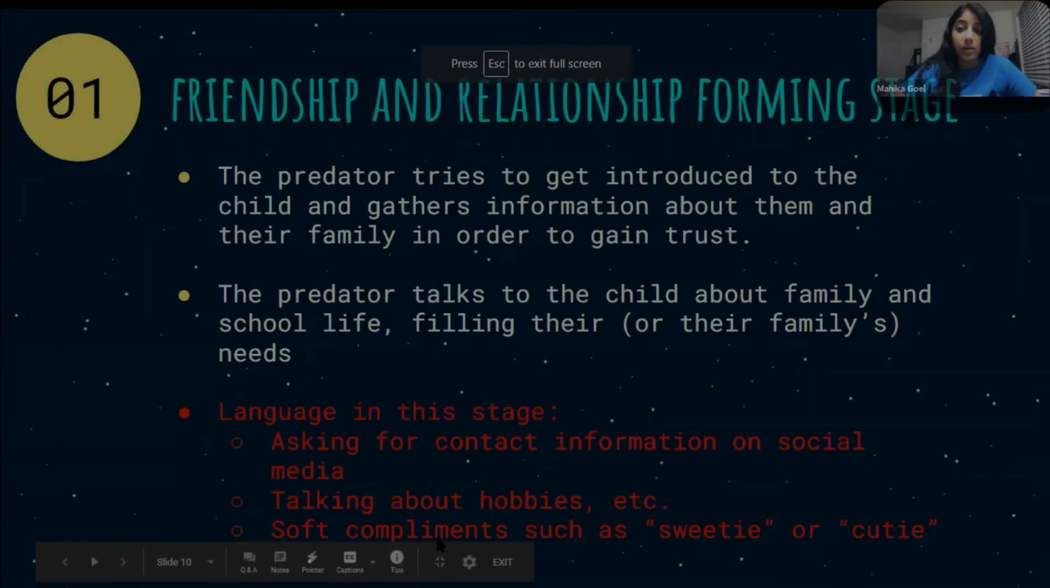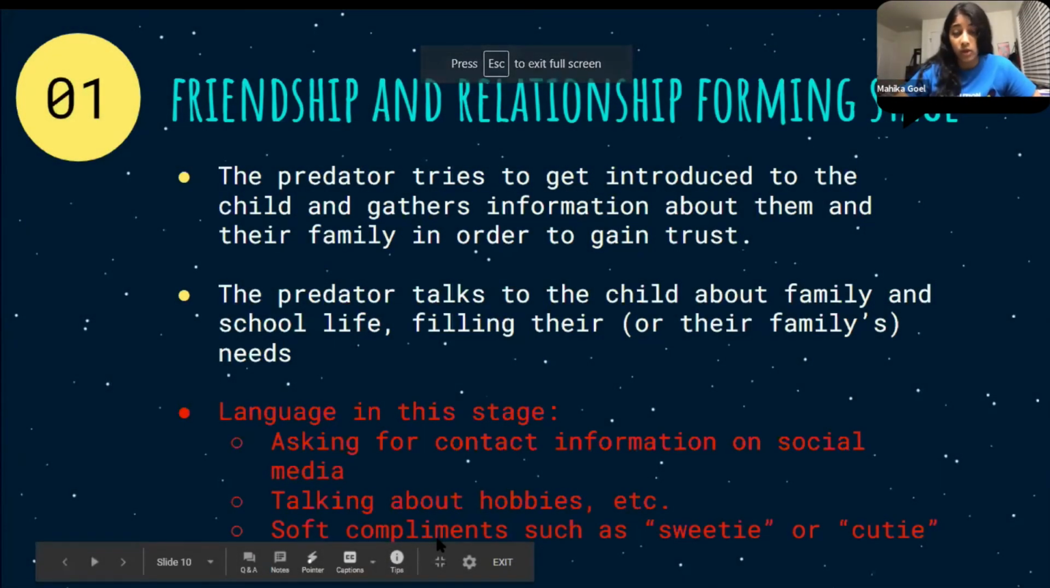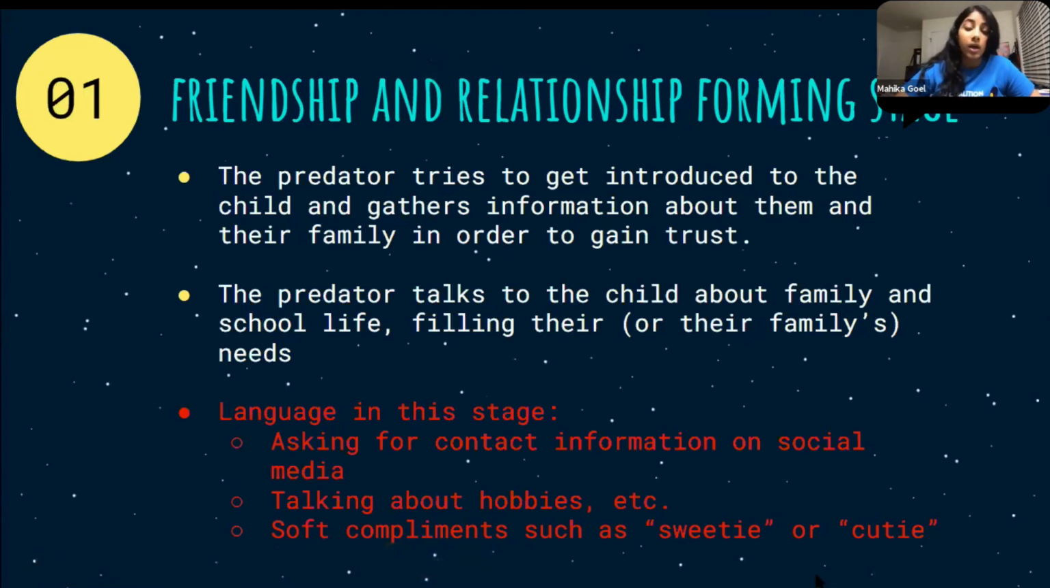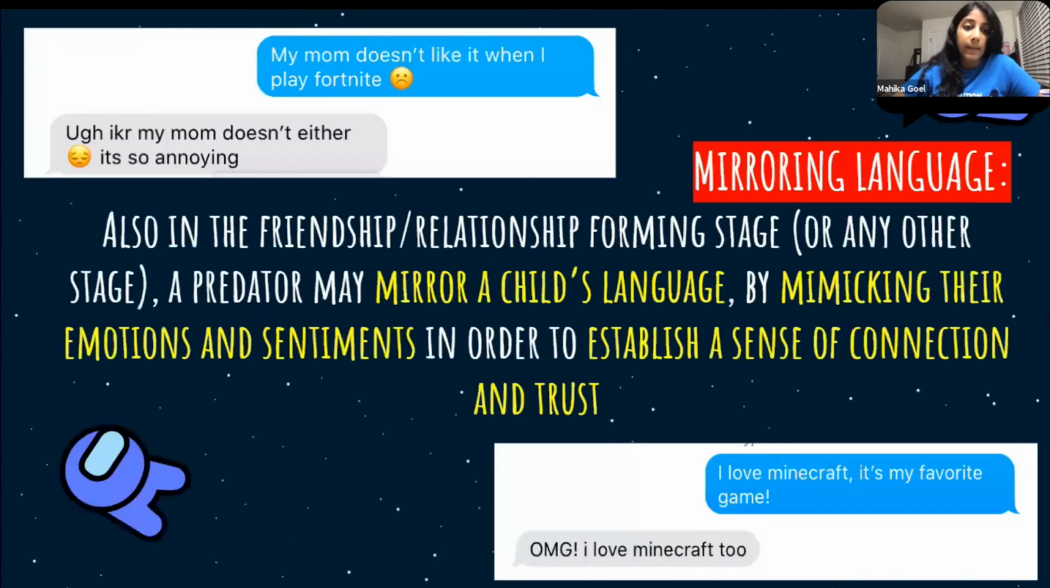That was sort of an example of how the friendship and relationship forming stage might go. So in this stage, the predator gets introduced to the child and gathers information about them and oftentimes their family in order to gain their trust. They often also try to fulfill the child's or their family's needs. So language in this stage is asking for contact information on social media, on gaming platforms, just like Discord that we just saw. And they talk about hobbies, and they also often use soft compliments like sweetie or cutie.